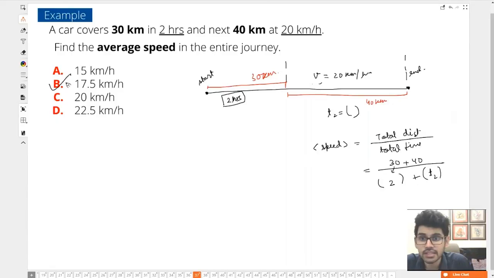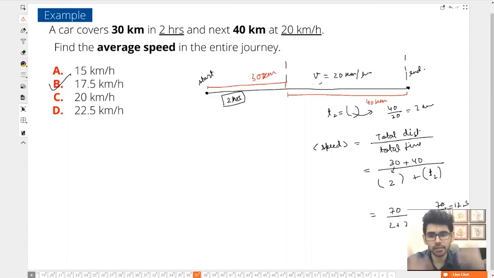So what is the time? 40 kilometers at 20 kilometers per hour. So 2 hours, right? How did I take out this time? 40 upon velocity, which is 2 hours. So this will be 70 upon 2 plus 2, which will be 70 by 4, which is 35 by 2. 35 by 2 is 17.5 kilometers per hour. Correct answer. Great. So this is the formal solution for this.